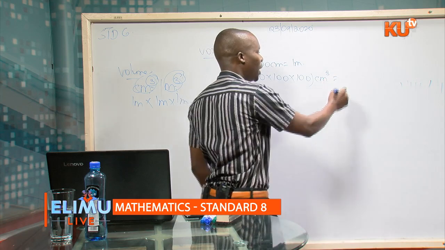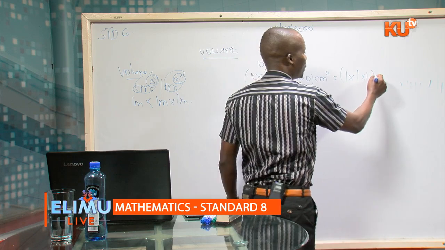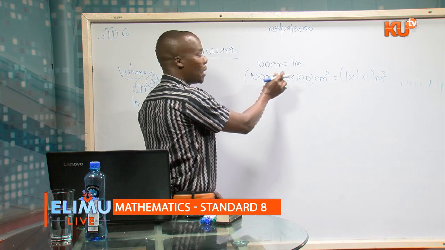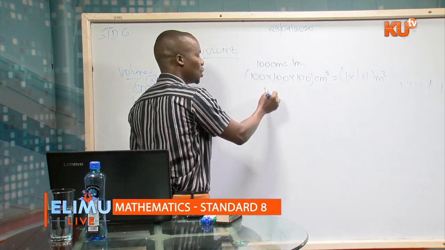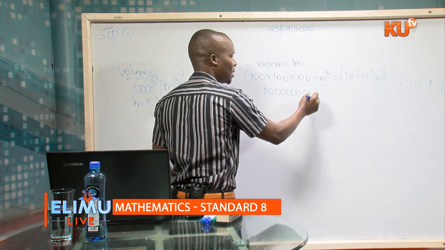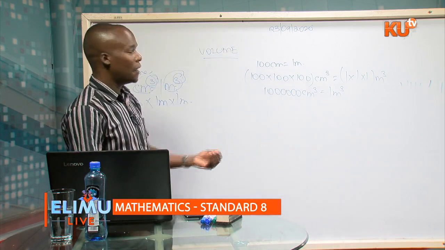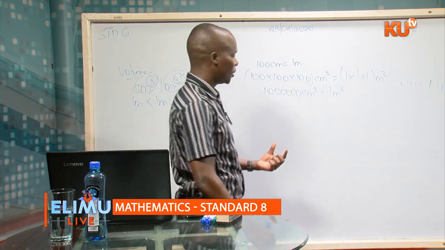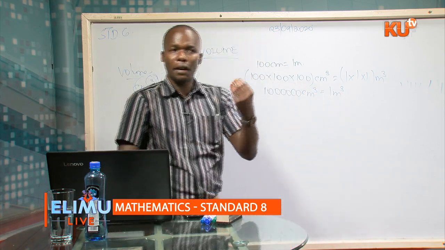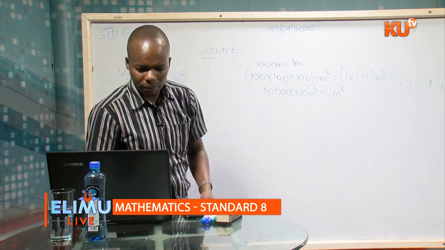The same way, it gives us 1 by 1 by 1, and therefore it gives cubic meters. And therefore, we will say that 100 by 100 by 100 is 1 million cubic centimeters, which is equal to 1 cubic meter. And this is the conversion from cubic centimeters into cubic meters. We'll use this one later to convert other measurements.